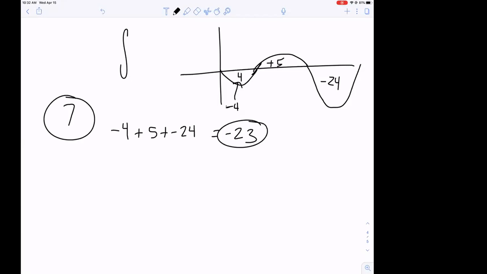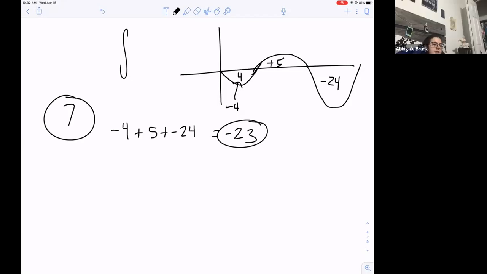And is everybody okay with number 8? You just make everything positive and add it together? Okay, yeah, I did that. I didn't know if it was right or not. Yeah, perfect.